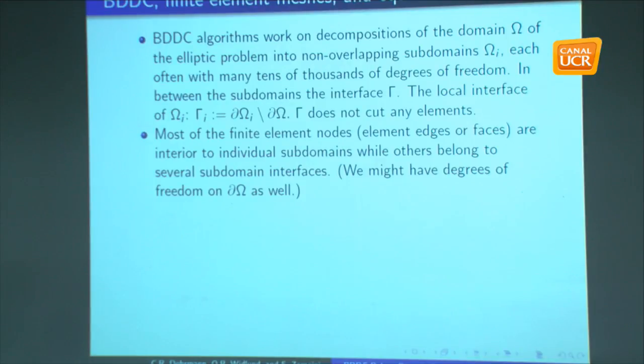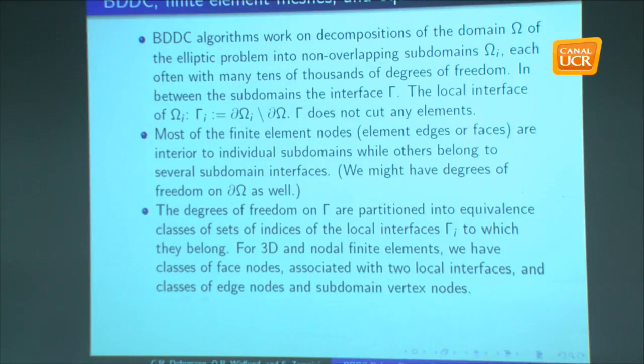So most of the finite element nodes, for an H1 problem like elasticity, for example, we use nodes. For H-curl and H-div problems, the relevant geometric objects are actually element edges or element faces. But let's look at the nodes, okay? So most of the nodes will be inside the individual subdomains, and others will belong to several subdomain faces. We might also have degrees of freedom on the boundary, but that's not so relevant.